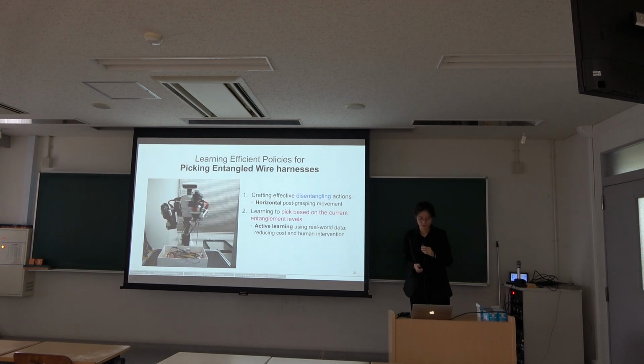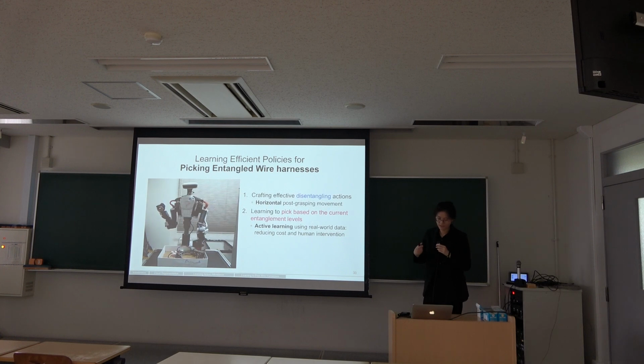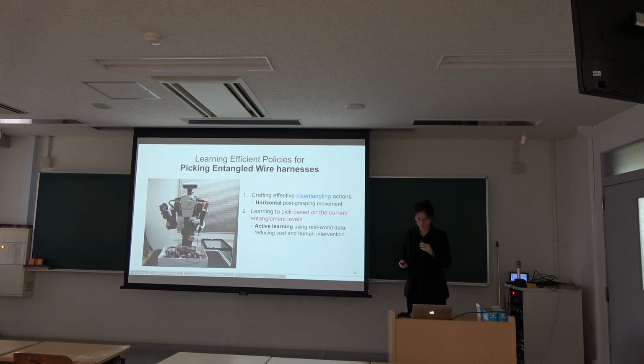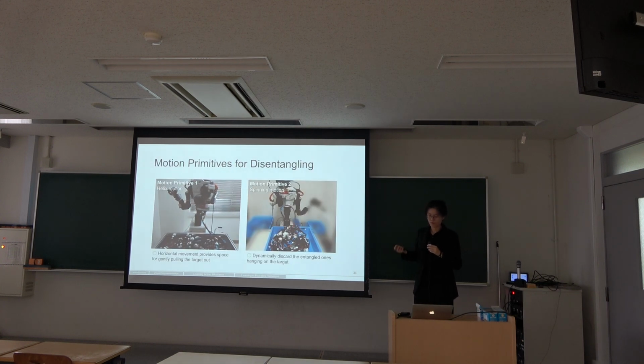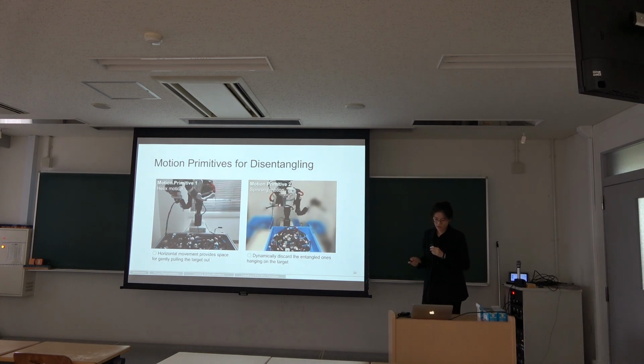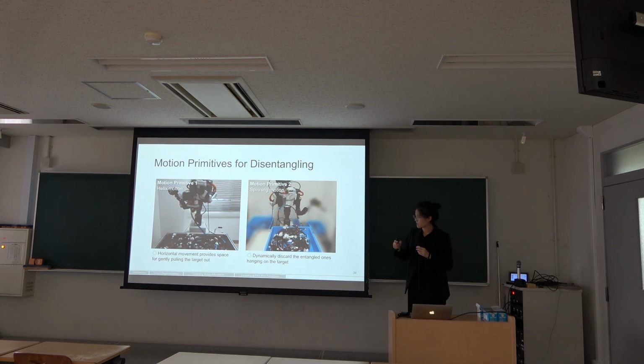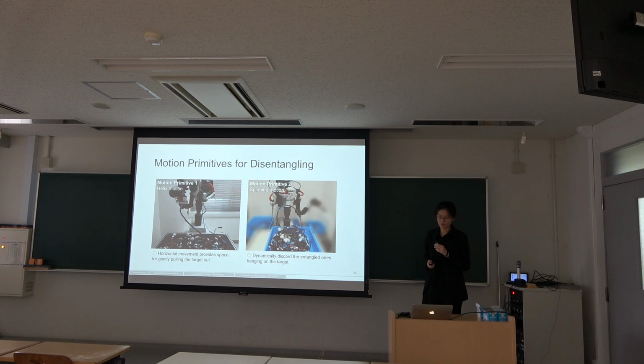And this work tackles the bin picking task using wire harnesses with two ingredients. First, instead of lifting in the vertical direction, the robot separates the entangled objects by a horizontal movement, following a circle-like trajectory. Second, we leverage active learning to train an efficient policy using real-world data. And our policy can prioritize grasping the isolated objects and then select actions with a lower entanglement level to execute. And we propose two disentangle motion primitives. Helix motion can separate the object softly from a side angle, and spinning motion can quickly disentangle the entangled objects.